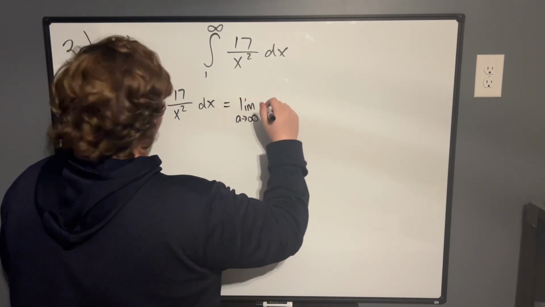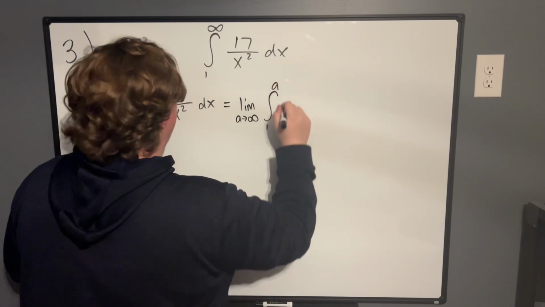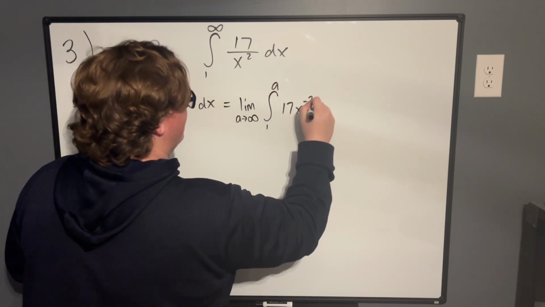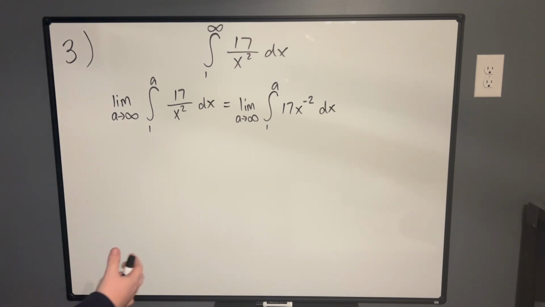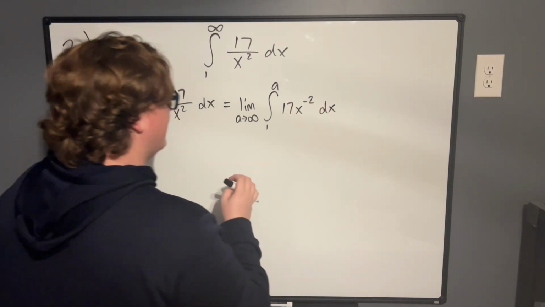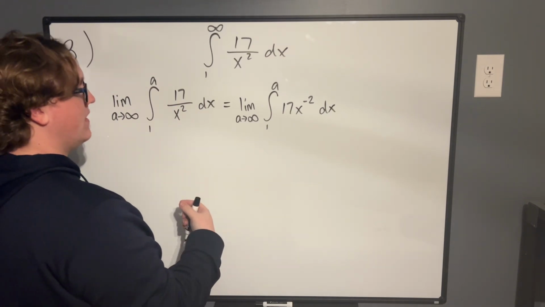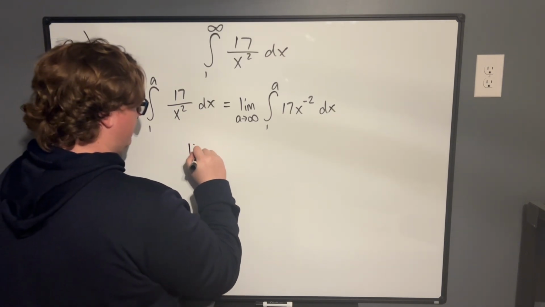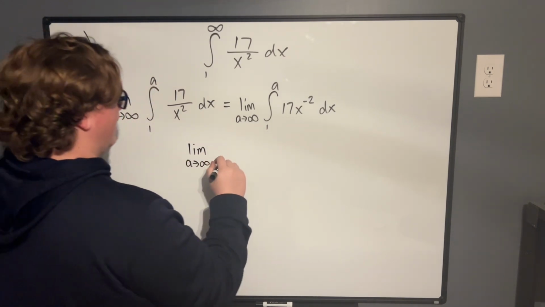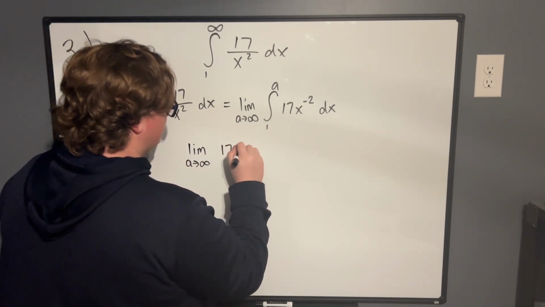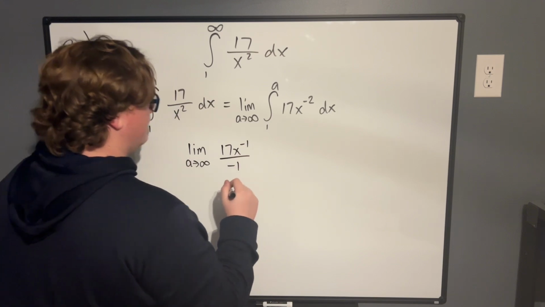I can rewrite this entire thing as 17x to the minus 2 dx, right? This is the same thing using our rules of negative exponents. So then we can just use the power rule. We need to add 1 to the exponent and then divide by the same thing. So we're going to have the limit as a goes to infinity of, when I do this, 17x to the minus 1 over negative 1, right?